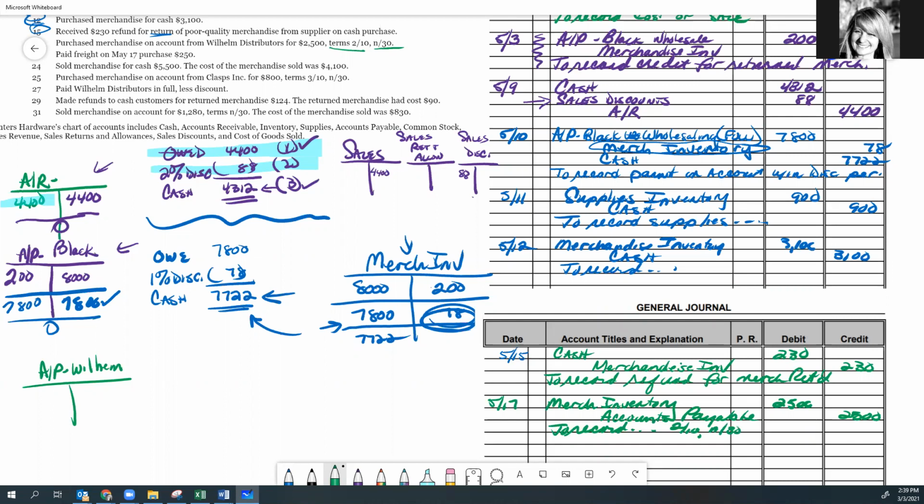So if we pay it within 10 days, we get to take a 2% discount. Otherwise, we have to pay everything within 30 days. Okay, now we paid freight on the May 17th purchase of 250. So let's just take a moment and talk about that. They did not tell us this here in this transaction, but they were FOB terms. And the FOB term, if we were the buyer of the merchandise and we were responsible for the shipping, then that must have been sent FOB shipping point.